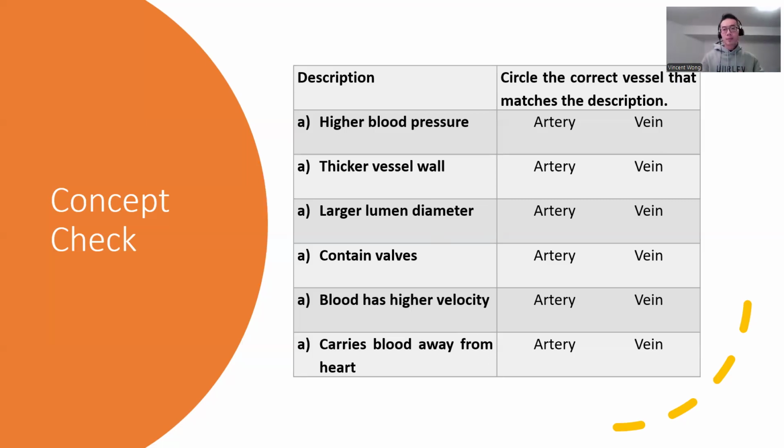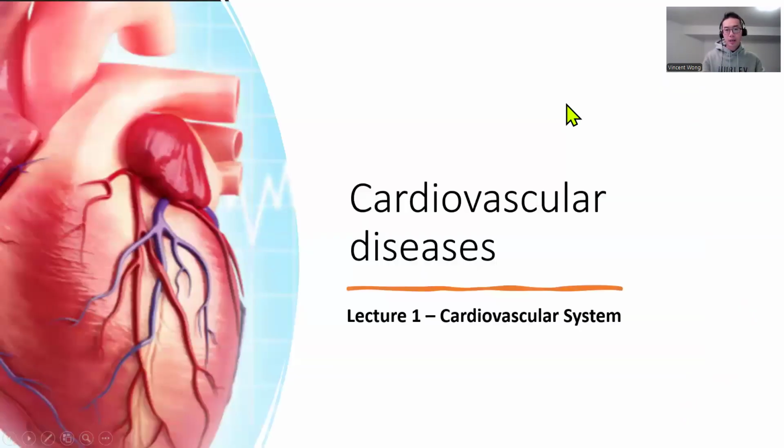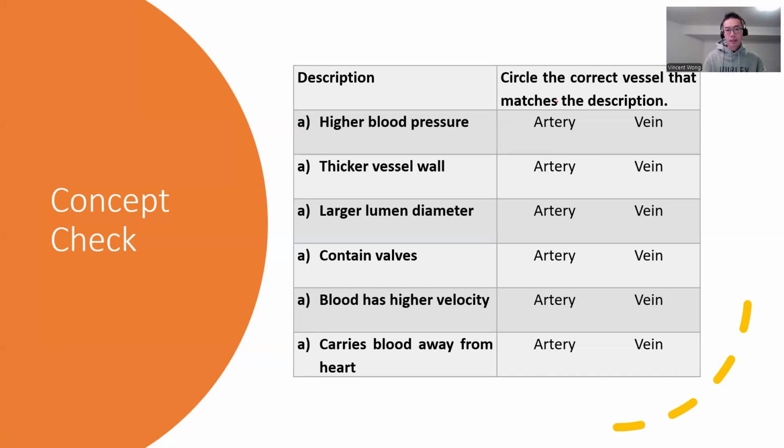Right. Higher blood pressure. It is going to be the artery. Higher blood pressure. It's closest to the heart, right? Closest to the ventricle. Thicker vessel wall. Due to the high blood pressure in the artery, it also needs to have a thicker vessel wall to withstand the pressure. Right? If the wall is too thin and the pressure is too high, it's gonna burst.